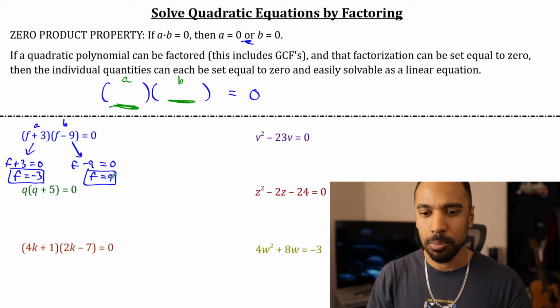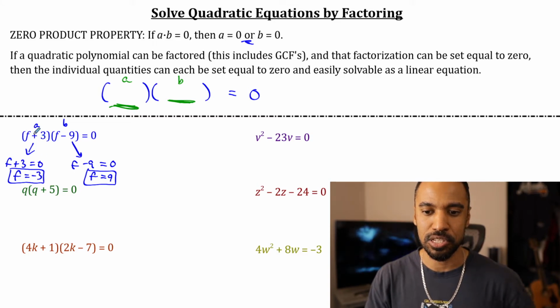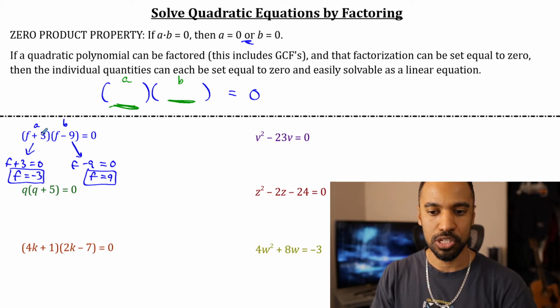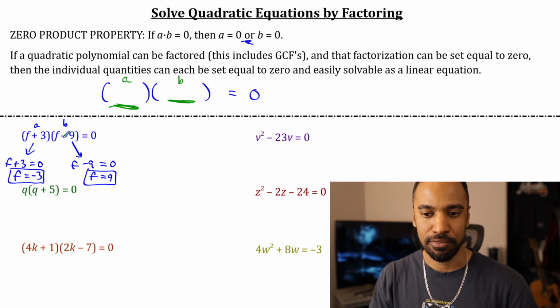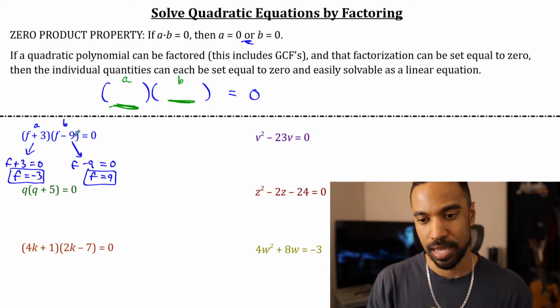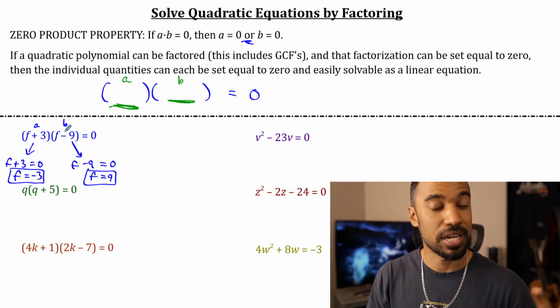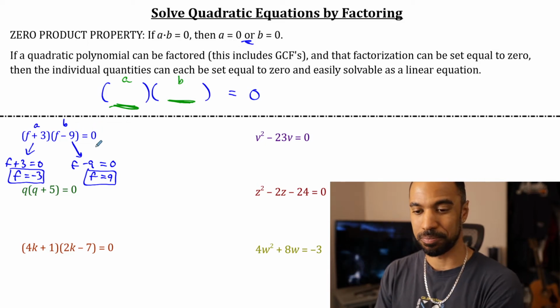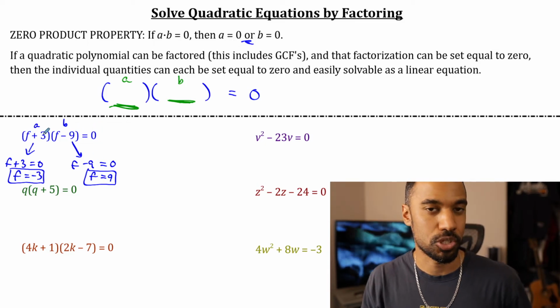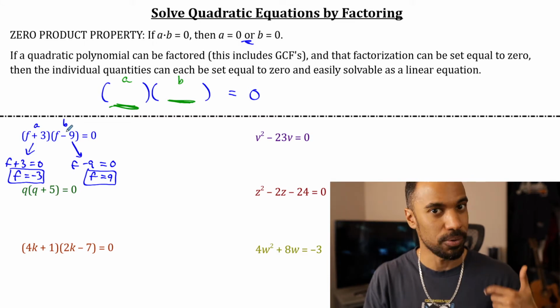Let's double check. I'm not going to double check each time, but let's make sure that works. Try plugging in negative 3 and see if this works. Negative 3 plus 3 times the quantity negative 3 minus 9. Negative 3 plus 3 is 0. Negative 3 minus 9, well, that's negative 12. But who cares? What's 0 times negative 12? It's 0. Now 9: 9 plus 3 is 12. 9 minus 9 is 0. Phew. 12 times 0 is 0.